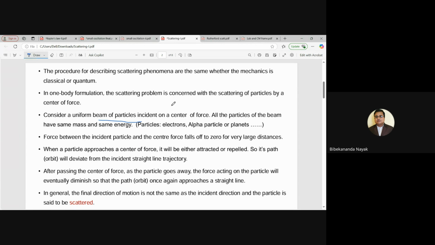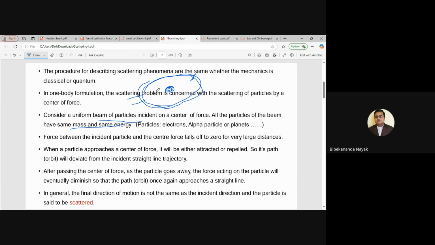force. What does that mean here? Let's say planets are revolving around the sun. If we consider it a scattering process, the sun is the target and the planets are just like the beams. They are coming towards the sun. Due to its attraction, they are revolving in an elliptical path. So consider a uniform beam of particles incident on a center of force. All the particles of the beam have the same mass and the same energy. For simplicity, consider that.